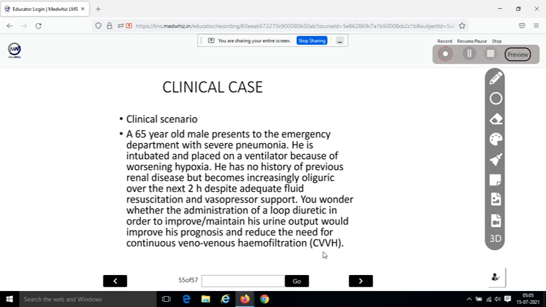So, it's your homework. Next class, I'll ask you the answer for this. You just find out whether loop diuretics are indicated in case of oliguria, acute renal failure.